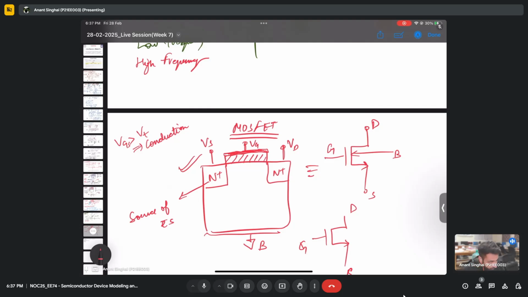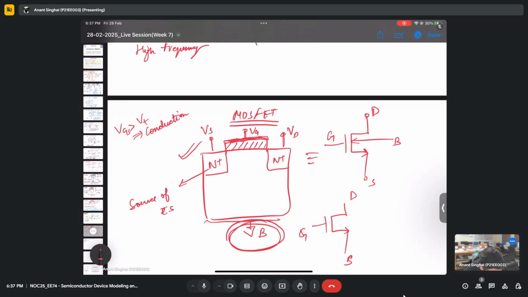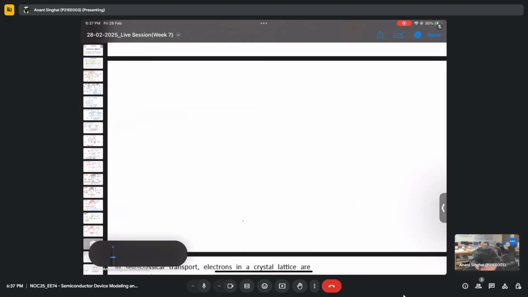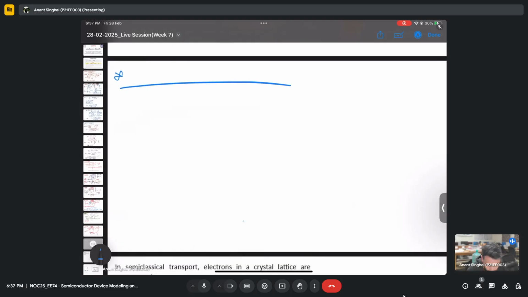There's one more concept, that is the body bias. What if we apply a certain bias at the body? That is the only thing left to cover for the MOSFET. Let me quickly do that. It will take 5 minutes only. So what if we apply a certain body bias, which we also call a substrate bias?